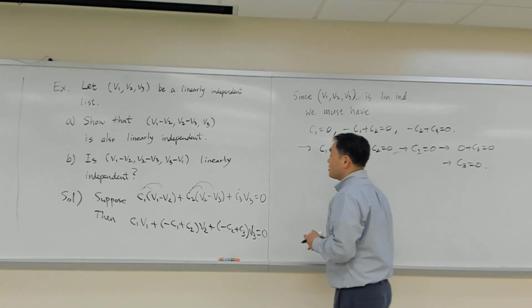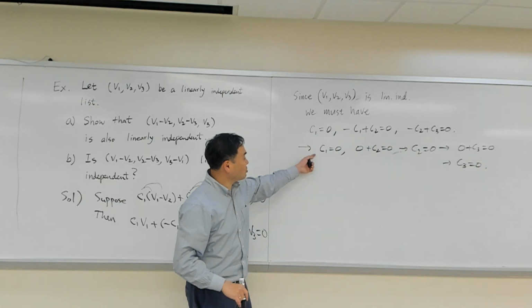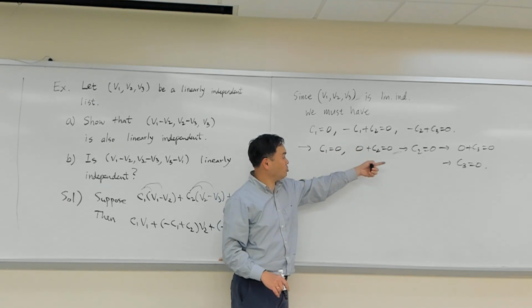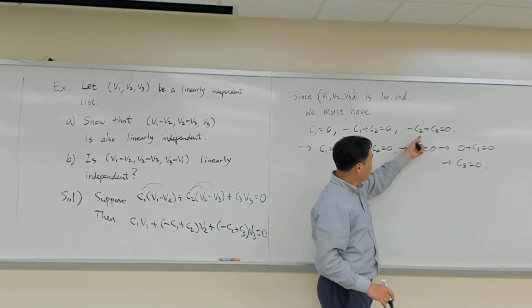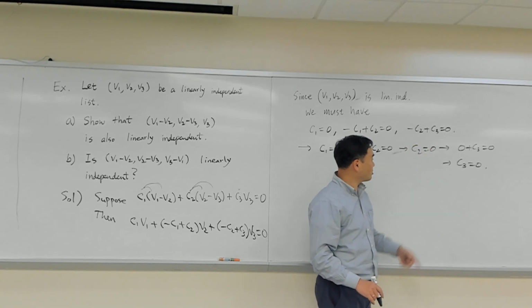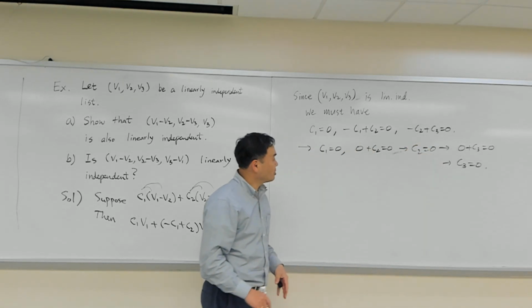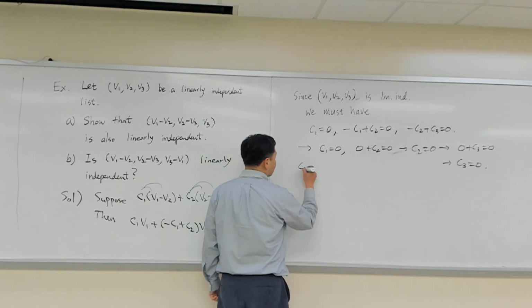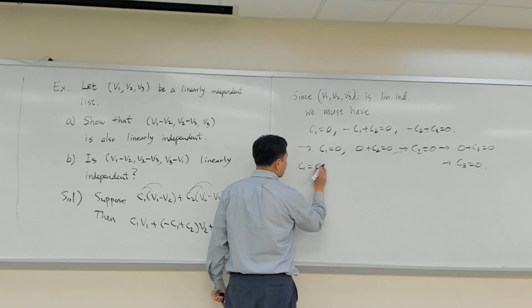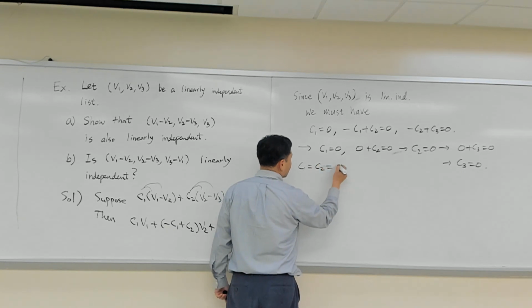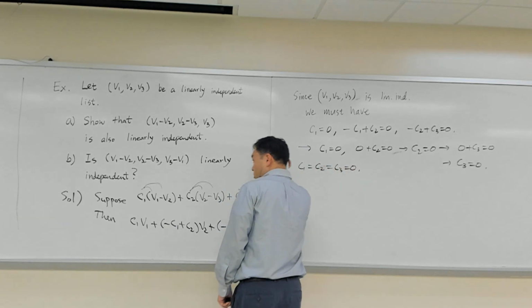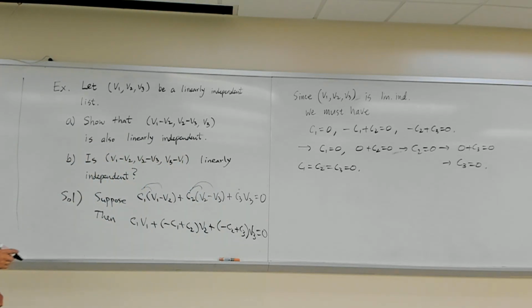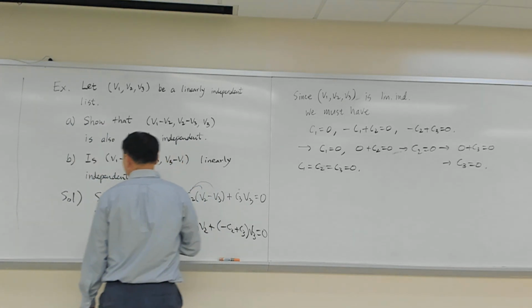So just starting from C1 equal to 0, if you plug this into the second equation, that forces C2 to be 0. If C2 is 0, then if you plug into the next one, that forces 0 plus C3 to be 0, and then you get everything 0. So you're done. You've shown that these are linearly independent. Okay. So that's part A.